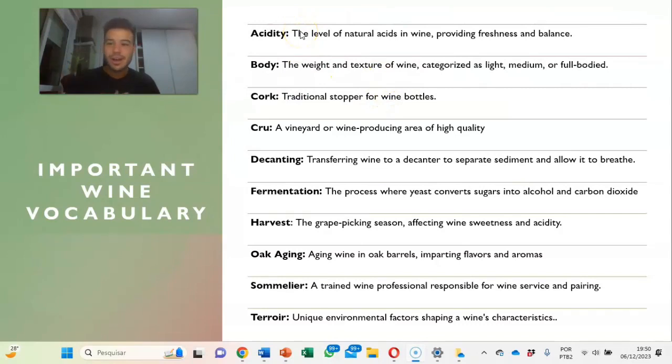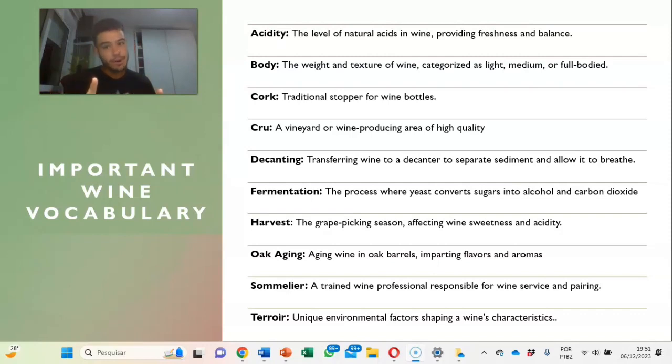So the first of the 10 words that I selected would be acidity. I'm Brazilian, so sorry for my pronunciation. But acidity would be the level of natural acids in wines, providing freshness and balance. So whenever you taste the wine, you can feel right away if it's acid, how it feels on your tongue. So it's very important that you're familiar with this term, especially when tasting wines.